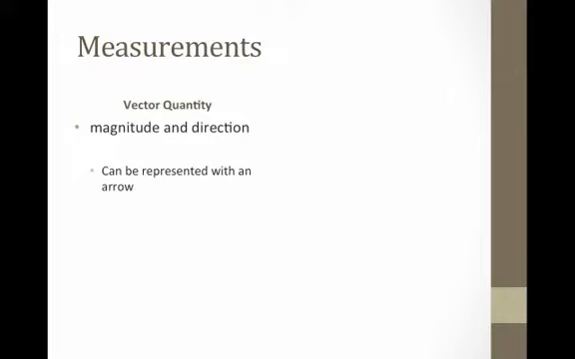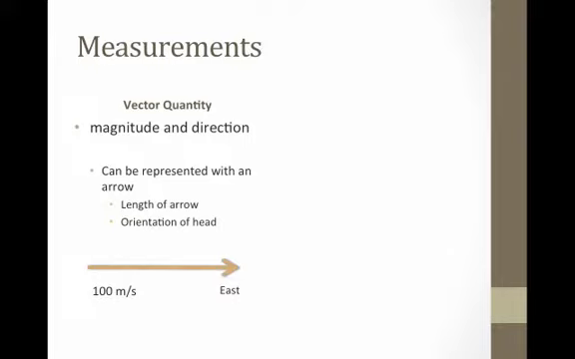Measurements. All measurements are either vector or scalar. Starting with vector, a vector quantity is a measurement that has both magnitude and direction. A vector quantity can be represented with an arrow, with the length of the arrow and the orientation of the arrow. As you see, the length of the arrow is the magnitude, 100 meters per second. Its head is its direction. It is pointing east.